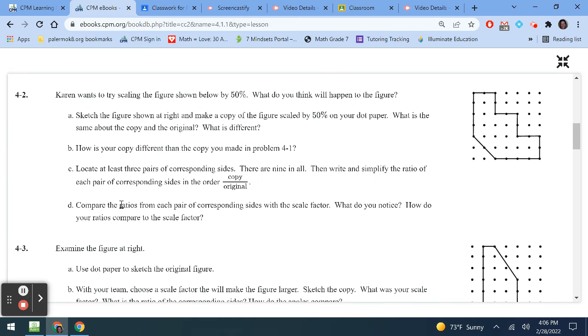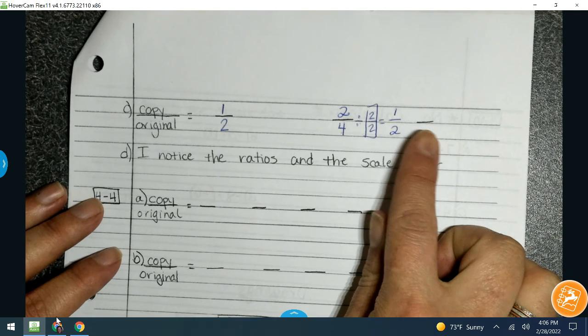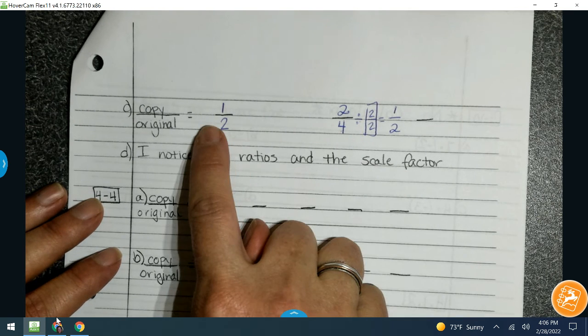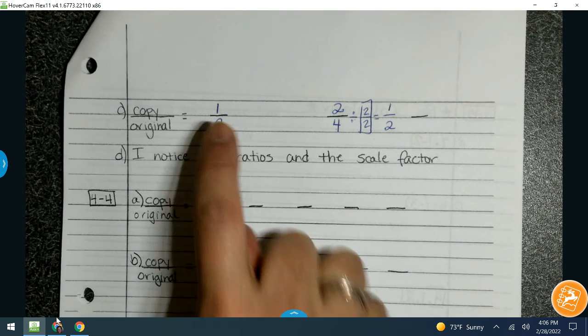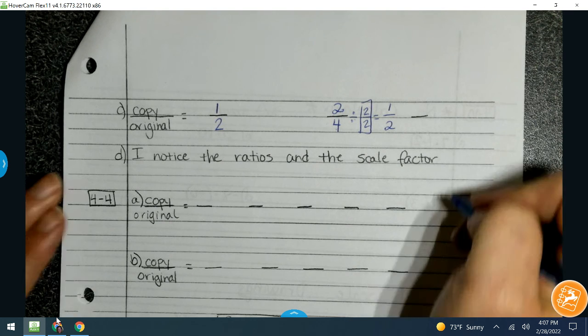So it says for delta, compare the ratios for each pair of corresponding sides with the scale factor. Remember, our scale factor was 50%. What do you notice? How do your ratios compare to the scale factor? So here we have our ratios. What do we notice about that in the scale factor? Hopefully you noticed that they are equivalent. They are the same. They are equal.